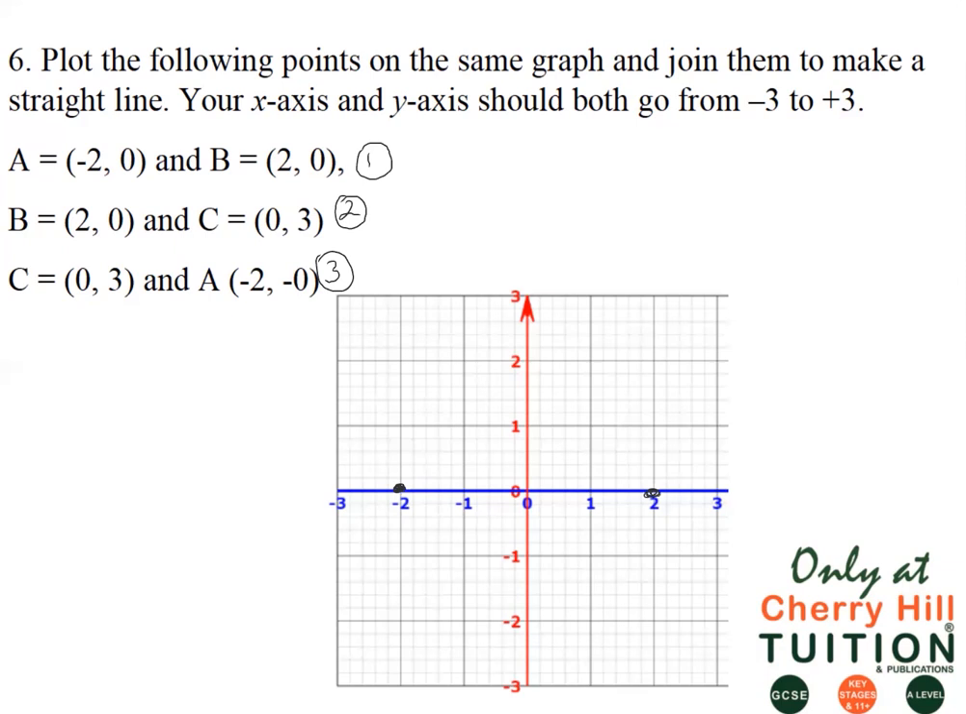So let's now get a different color for B and C. So B is 2, 0 and 0, 3. So we've already labeled B. Now let's label C. So 0 on the x-axis and 3 on the y-axis, which is there. And then we have C, which we've already done, and A, which is minus 2 and 0. So we've already done all of these points, and all we need to do now is join them to make straight lines. So from here to here.